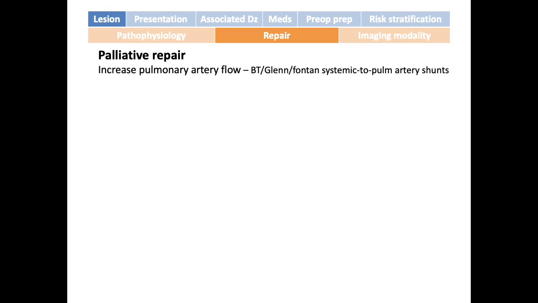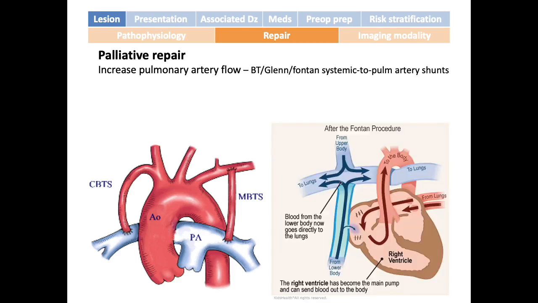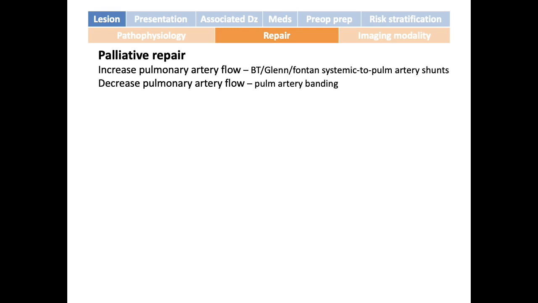An example of palliative repair is a systemic pulmonary shunt to increase pulmonary blood flow in cyanotic heart disease where the patient has a single ventricle physiology, such as Blalock-Taussig shunts, Glenn shunts, and the completion Fontan procedure. Another example is the aim to decrease pulmonary artery blood flow in cardiac lesions with left to right shunts, such as pulmonary artery banding. Procedures to enhance pulmonary venous blood flow may be performed in patients.